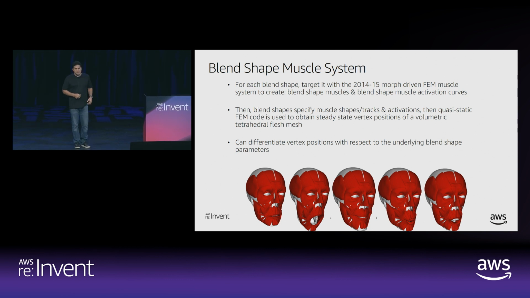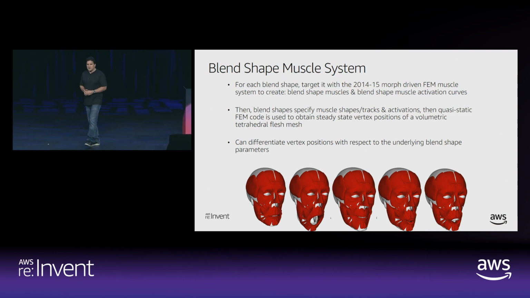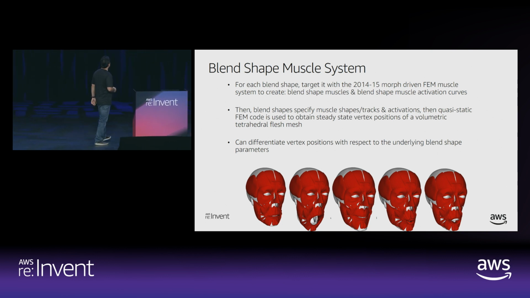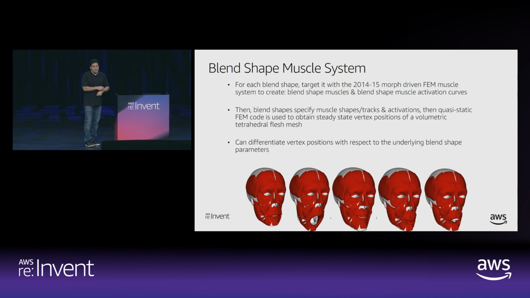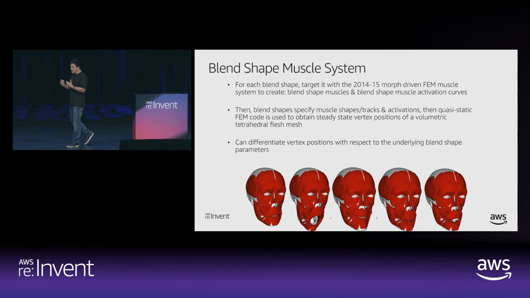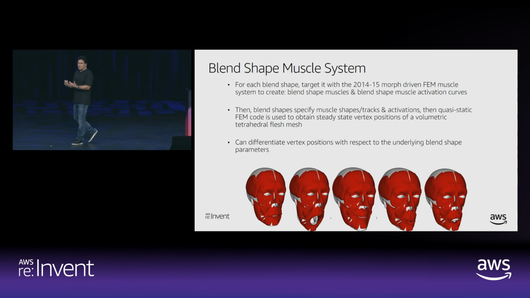Right now for movies, if you want to do facial animation, an artist sits down on the screen and moves a bunch of sliders around. One slider might open the jaw, one might make a smile, a frown, and he or she has about 200 controls in order to make facial shapes. Well, Matthew's thesis allows us to target those facial shapes with a finite element muscle simulation.